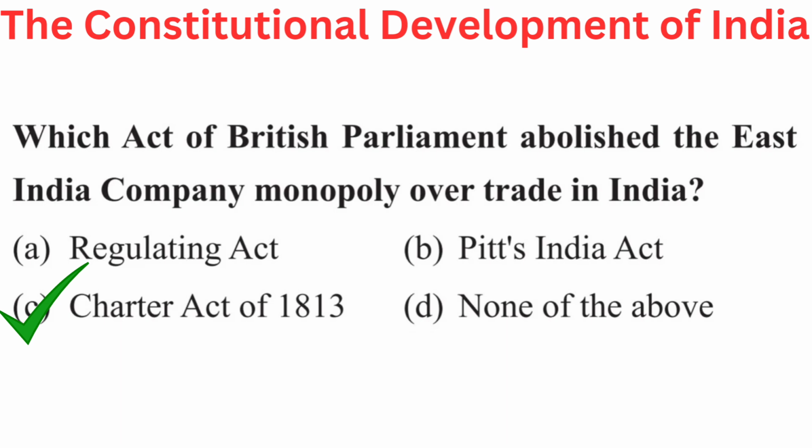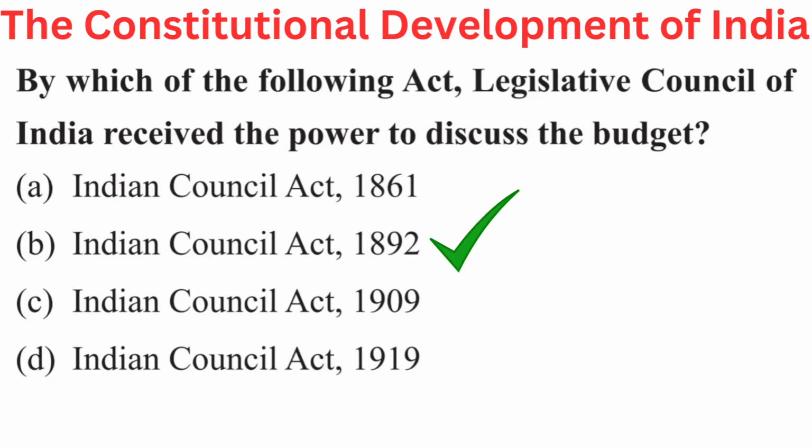Your question is, which act of British Parliament abolished the East India Company monopoly over trade in India? Your options are A. Regulating Act, B. Pitt's India Act, C. Charter Act of 1813, or D. None of the above. Right answer is C. Charter Act of 1813.